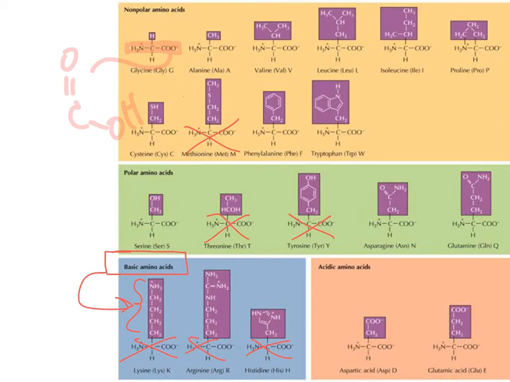So some of them are basic. This means that generally they're going to be able to accept an H, so take an H plus ion in. That's the same thing as donating an OH, right? Because that makes water. And then some of them are acidic. So these guys can donate an H plus, and you'll see they're in their donated form right now. So some of them are basic, some of them are acidic, some of them are polar.